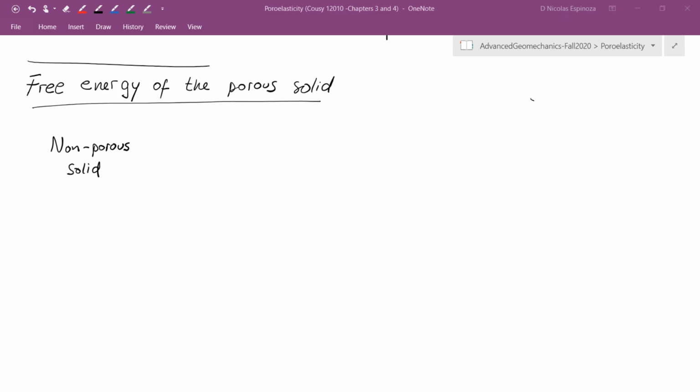All right, now that we have done some basic definitions about the porous solid, we can go ahead and try to obtain what are the equations of poroelasticity. And in order to do that, we will start with an analogy. And this is going to be based on a non-porous solid to get started.